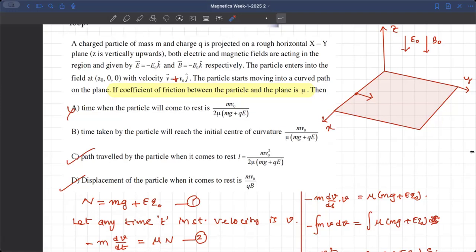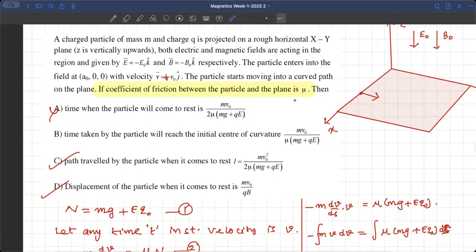Right. Let us be back to this question. A charged particle of mass m and charge q is projected on a rough horizontal xy plane. Z is vertically upwards. Earlier, this one also I want to do separately because this is all crowded. When I'm doing such adventures, it will take some time.